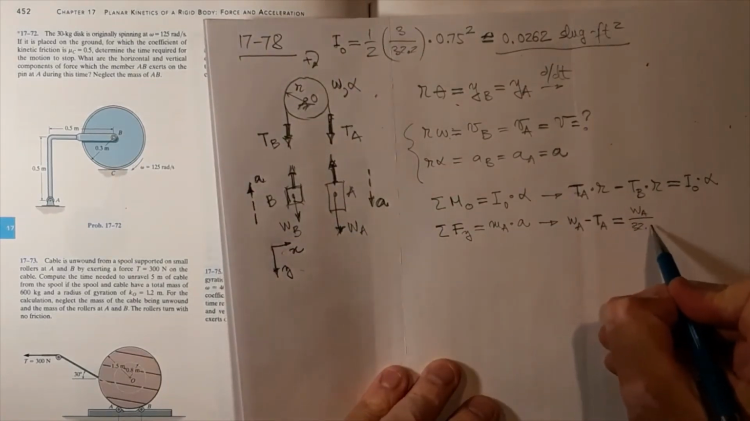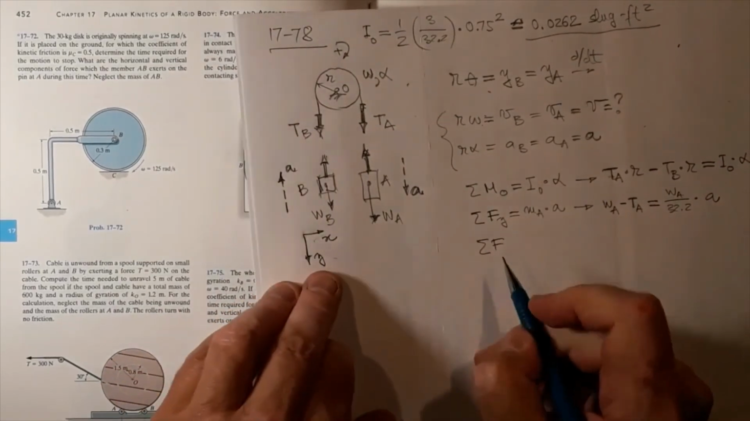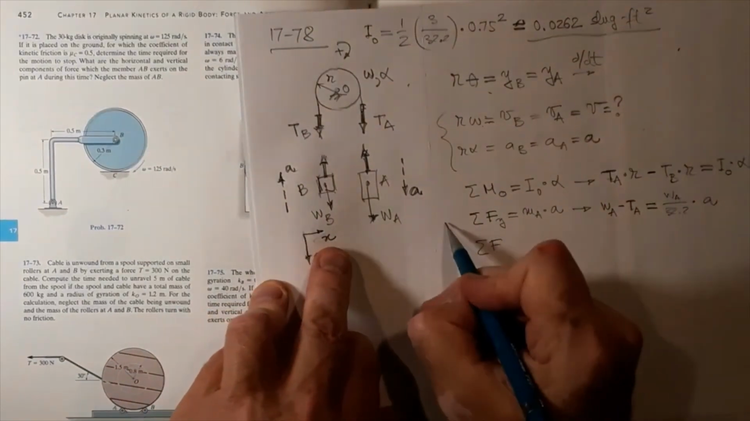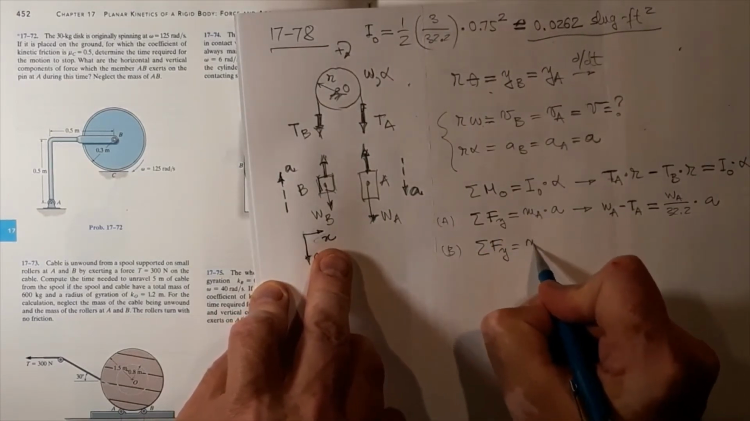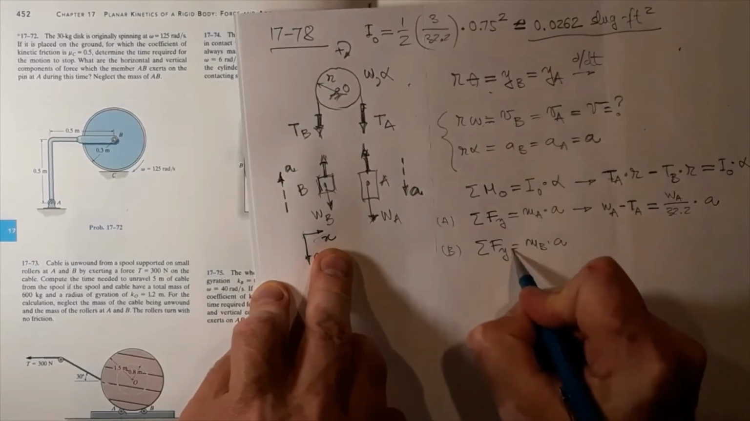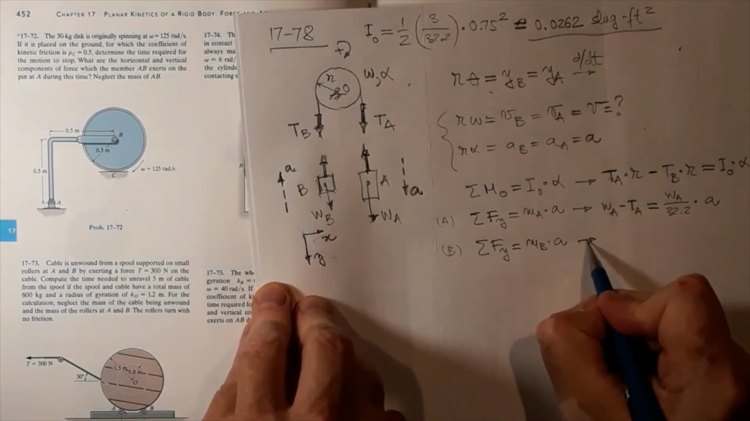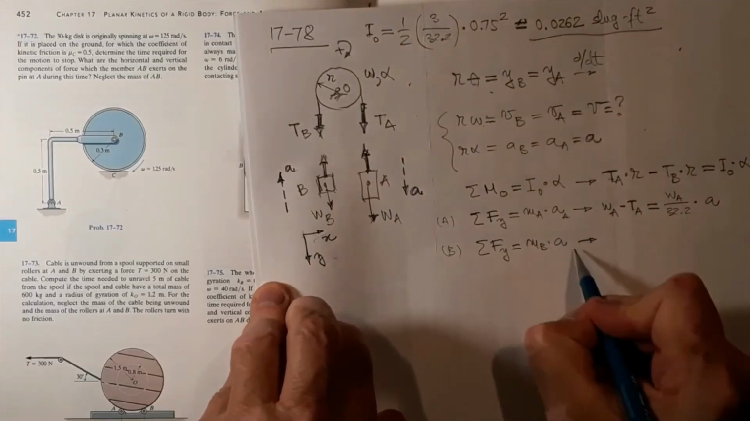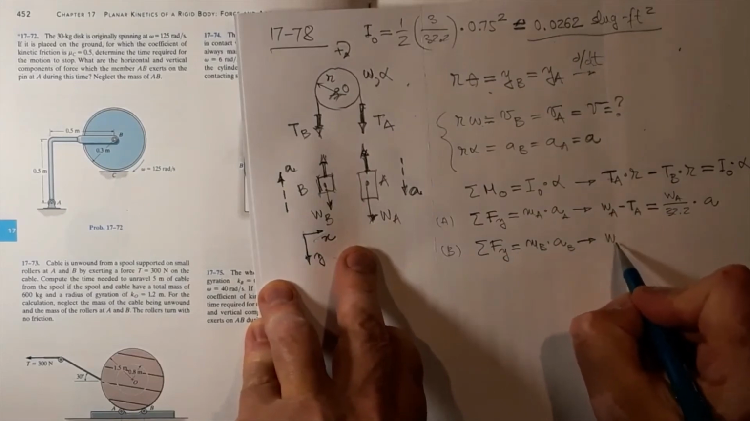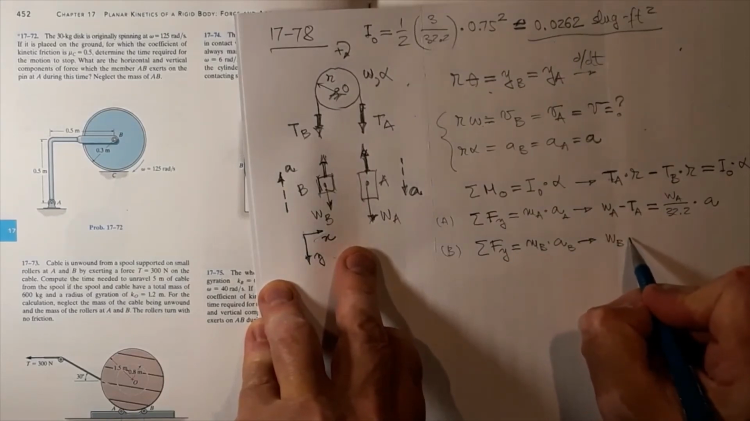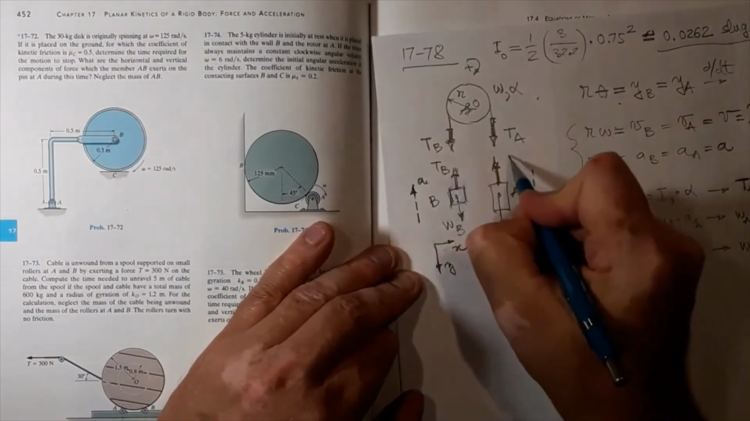WA over 32.2 times acceleration. And likewise for the other body, so this was A, body B, sum of force in y direction is mass of B times acceleration. So we have, let's say, acceleration of A, acceleration of B. So we have, I said positives down, so there will be WB minus TB. It's understood that these are the same TB, three-body diagrams.